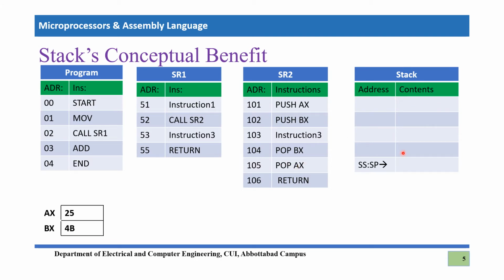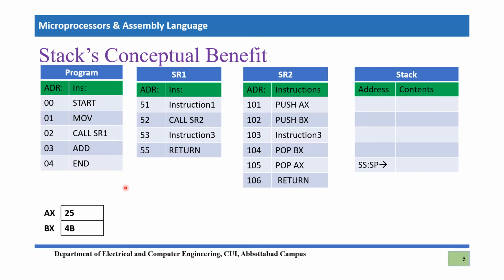And the fourth portion of this diagram is a stack, which is empty because the stack pointer is pointing towards the very bottom of the stack right now. Furthermore, we have 2 different registers in this diagram, namely AX and BX, and their content is 25 and 4B. You need to keep this in your mind.